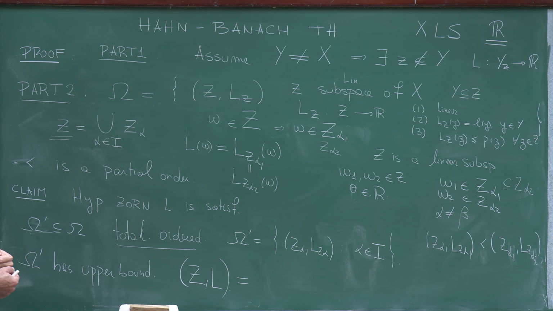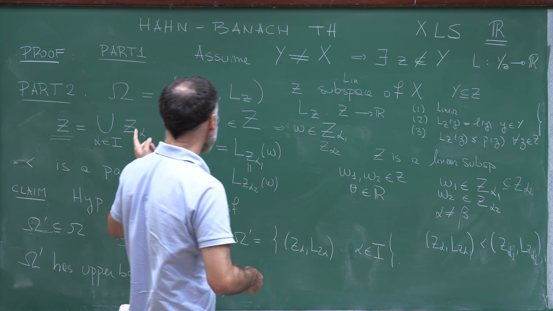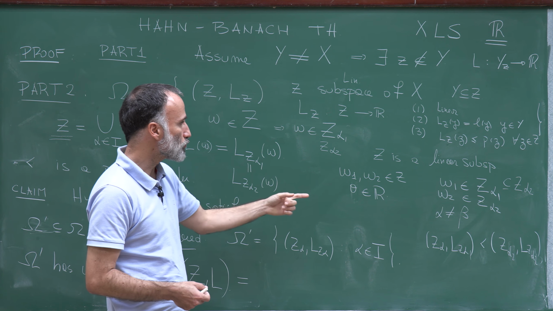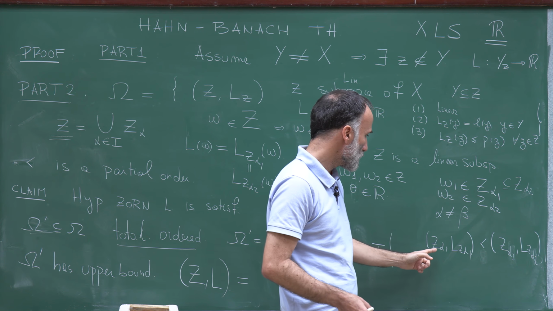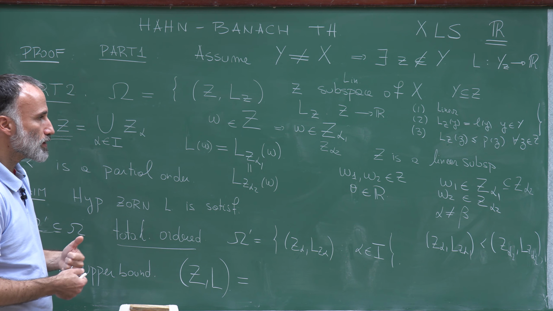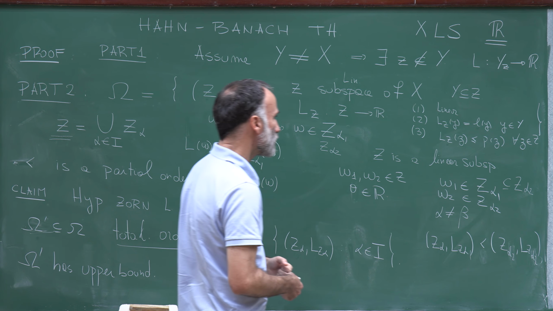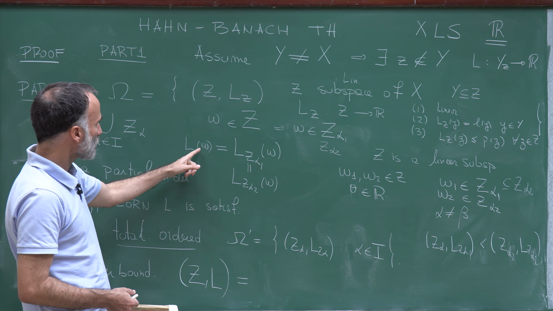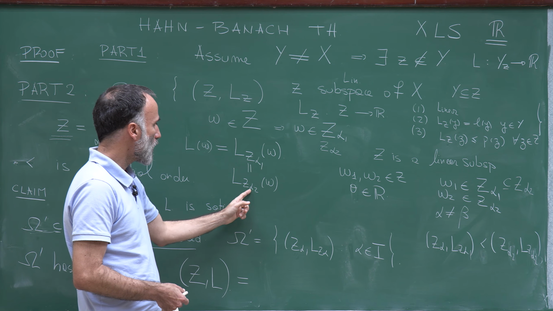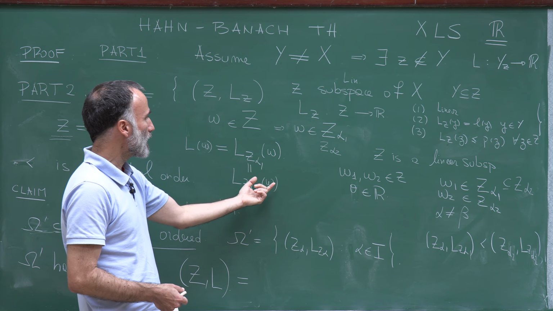In the same way, we can show that L is linear. Take omega 1, omega 2 in Z. This means that omega 1 belongs to some Z alpha 1, and omega 2 to some Z alpha 2. Assume that Z alpha 1 is contained in Z alpha 2. This means that both omega 1 and omega 2 belong to Z alpha 2. So L of omega 1 plus omega 2, by definition, is equal to L_Z alpha 2 of omega 1 plus omega 2, because omega 1 plus omega 2 belongs to Z alpha 2.